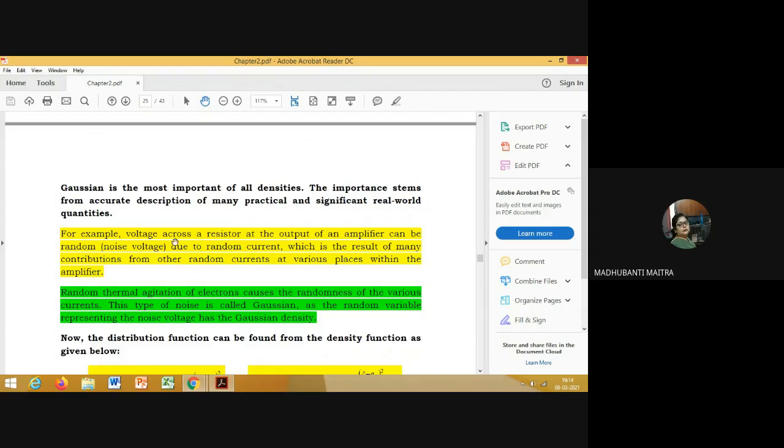For example, the voltage across a resistor at the output of an amplifier can be random. Noise voltage. You heard about thermal noise, isn't it? Do you know what a thermal noise is?